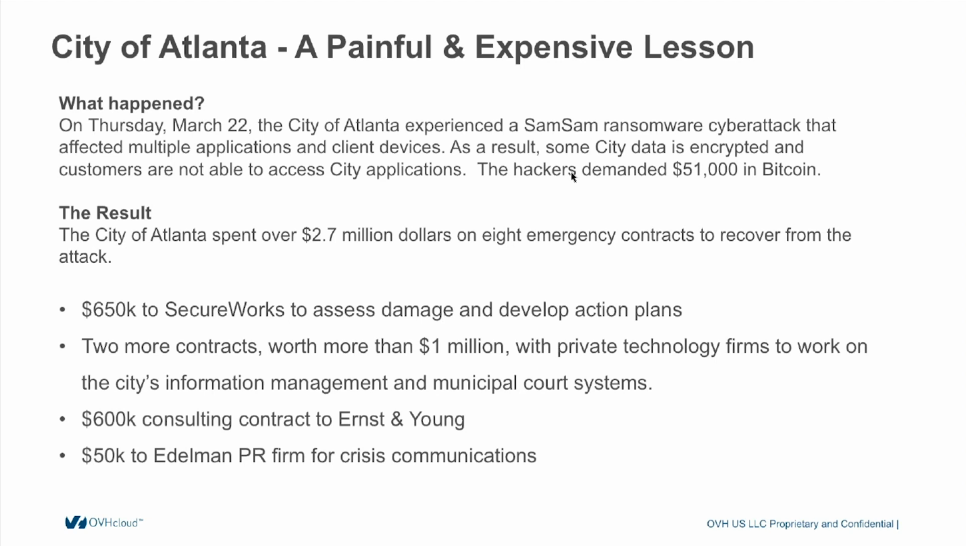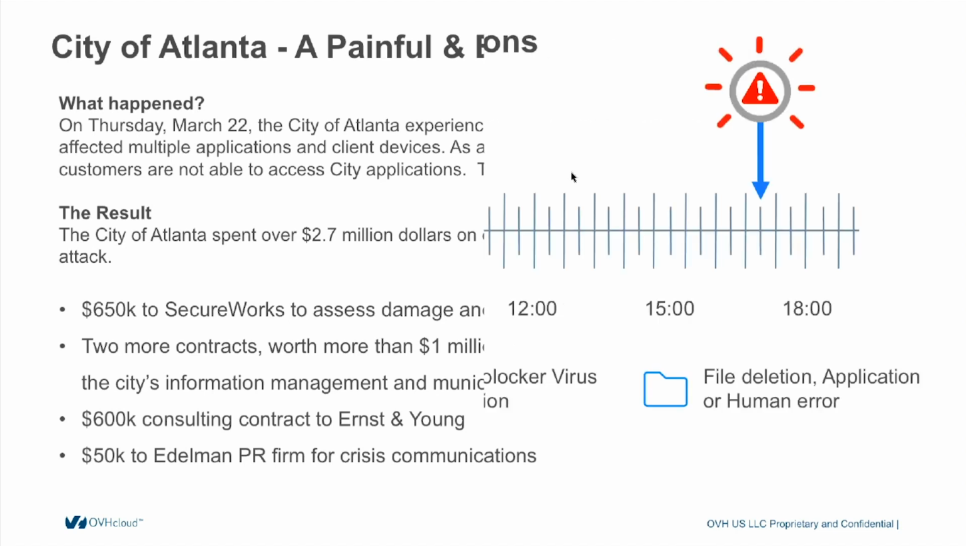$650,000 of that went to SecureWorks just to assess the damage. Two more contracts were paid $1 million each to private tech firms to bring up all of the city's municipal court systems. It was affecting ticketing, and all of the police stations were having their systems affected as well. $600K went to consulting from Ernst & Young just to get everything back and working. And then the funny stat I thought was $50,000, which was the original demand from the hackers, just to pay PR firms for crisis management and crisis communications. So pretty typical of what a city would spend.